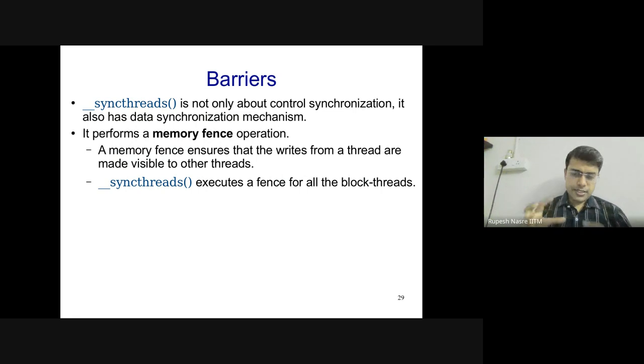So __syncthreads, when we say it is a barrier, it's about control. So there are two parts. One is the data and another is the control. Control is about the execution, the flow, whereas data is about the variables that we have. So __syncthreads is not only control synchronization, that is, the threads must meet at this point, it's also about data synchronization. What that means is that whatever updates are made before __syncthreads, those are also visible after the sync.